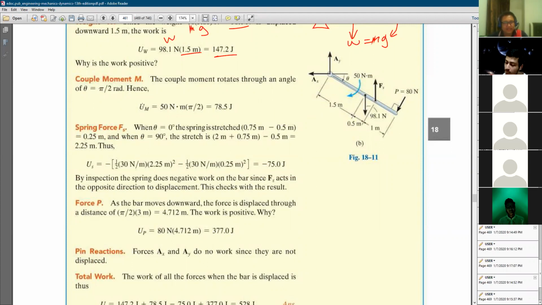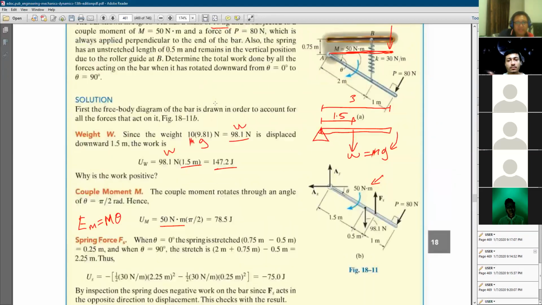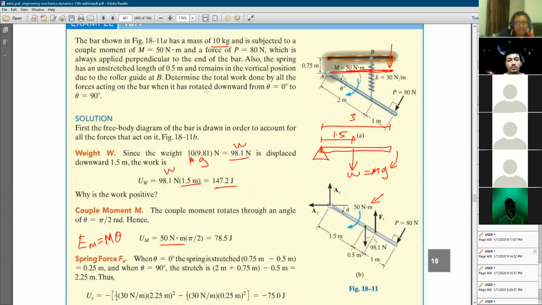As already mentioned earlier, for the energy of the moment, or U_M, the same thing, it is equal to M times theta. And here you have your M, 50 Newton meter. And theta is, it is mentioned up here that it has rotated downwards from theta equal to 0 degrees to 90 degrees.